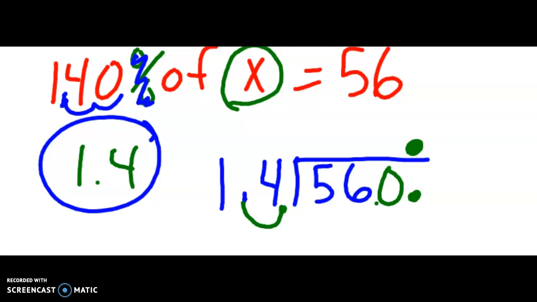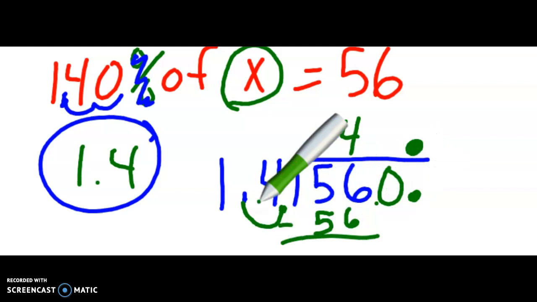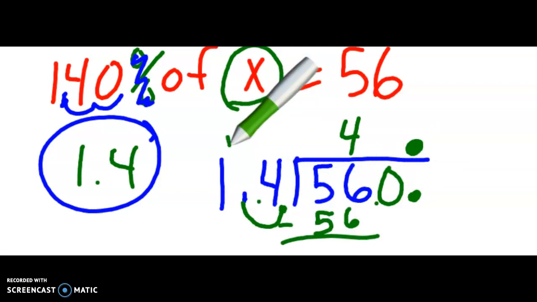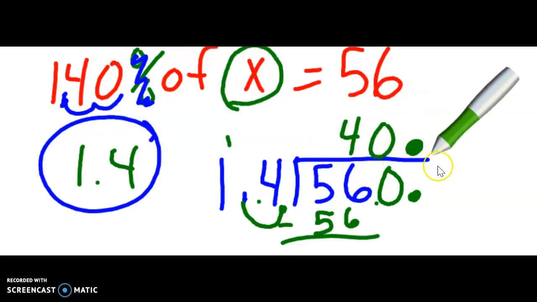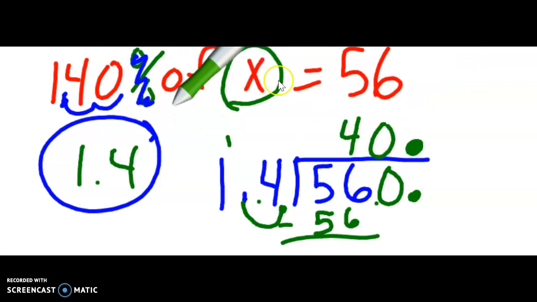So 14 can't go into 5, but it can go into 56, and it can go in there 4 times. And it's actually going to equal 56, because 4 times 4 is 16, carry the 1. 4 times 1 is 4, plus 1 is 5. So now 14 can't go into 0, so I put a 0. And my answer is 40. When you multiply it back out, 140% of 40 is going to equal 56. So if we were to multiply 40 times 1.4, we would get 56 as our answer.